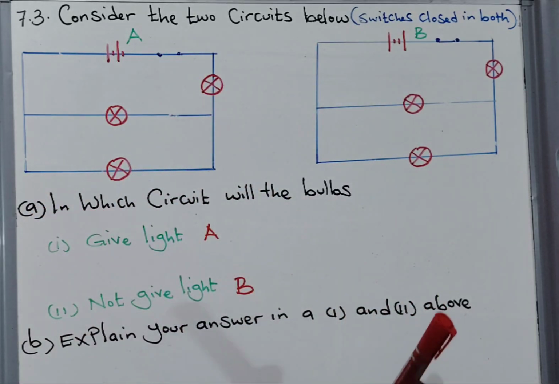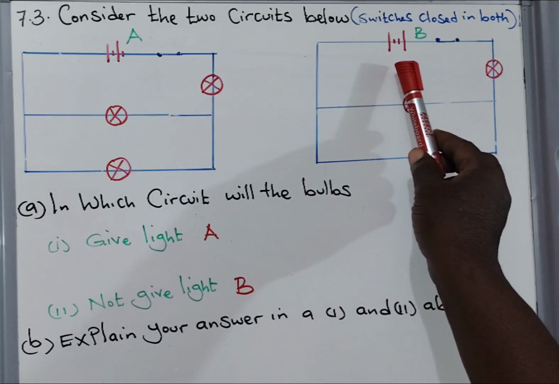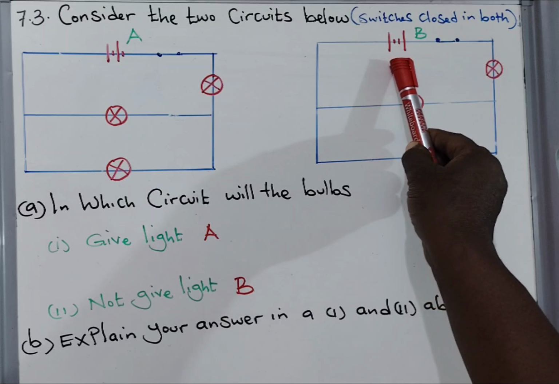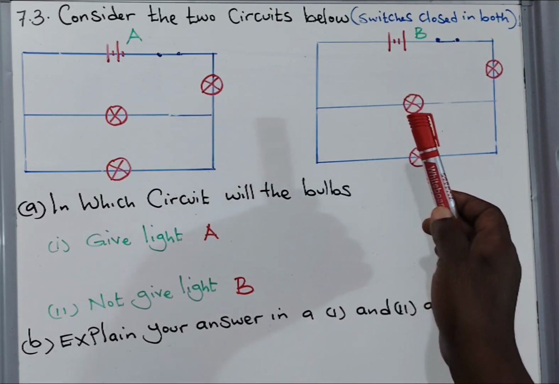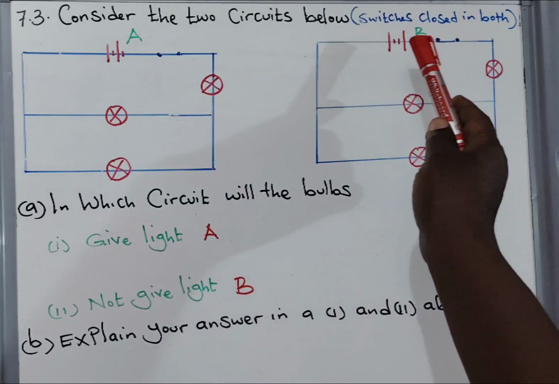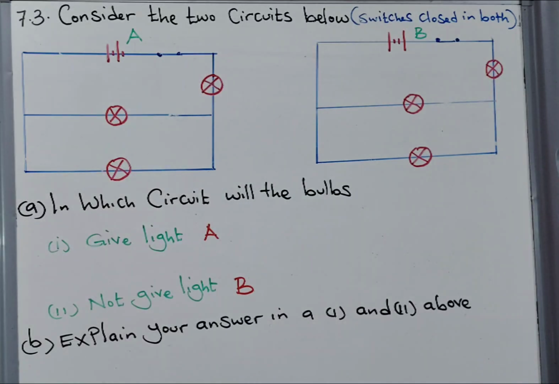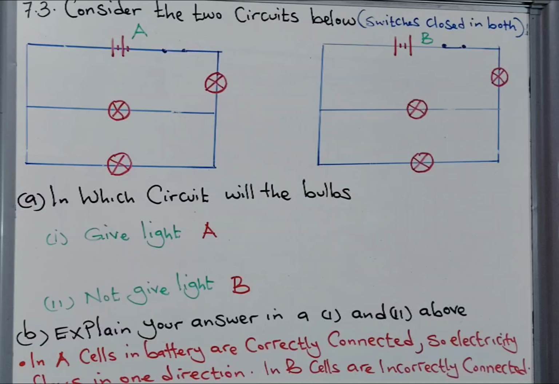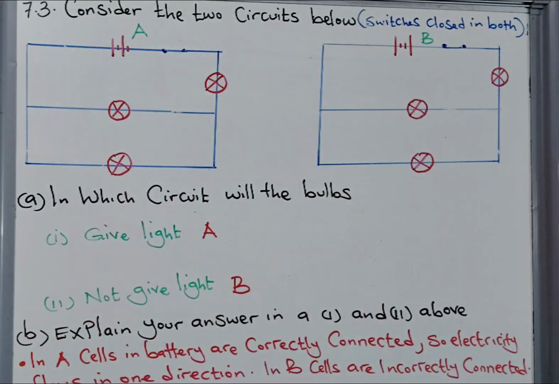While in B, what do we see? The cells are connected in opposite manner. So the current generated by one is opposed by the current generated by the other. So there will be no flow of electric current here because the batteries are opposing each other. So the entire reason is all about the way the cells in the batteries are connected.